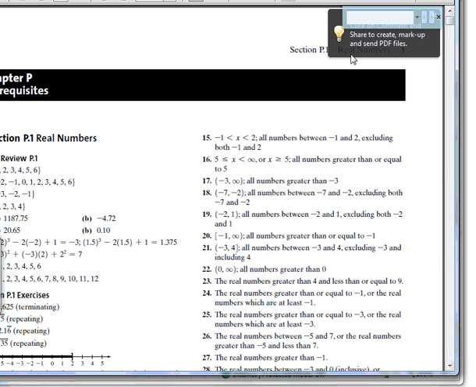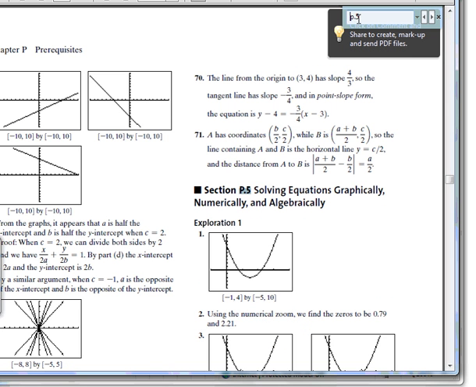See the little blue thing that opened up here? Now if I want P5, notice they said P.1. Then I'm going to say P.5, and I hit Enter. And it brings me right to it. Look at that. Section P5. Solving equations graphically, numerically, and algebraically.